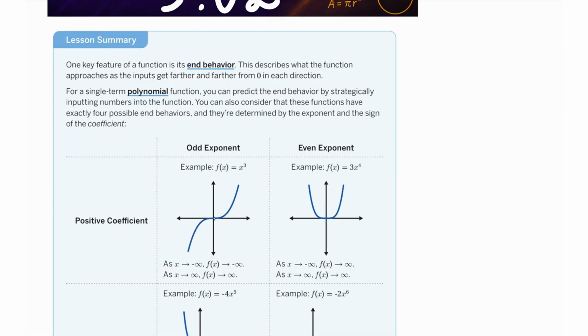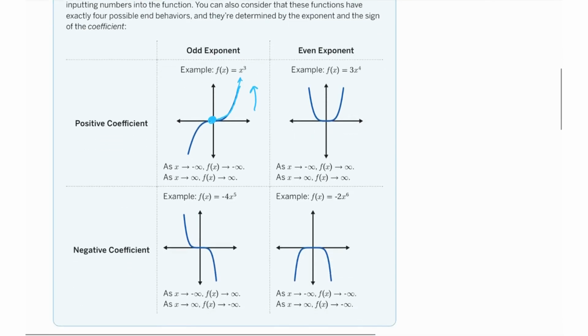Same thing with the other side here, as x approaches positive infinity. As I move towards the right, what is my y value doing? Well, my y value is going up. And so we say that f of x is approaching infinity. There are a couple different specifics that we learned in the lesson that are covered by this table. We may come back to this on the practice, but these different functions show us different end behaviors.